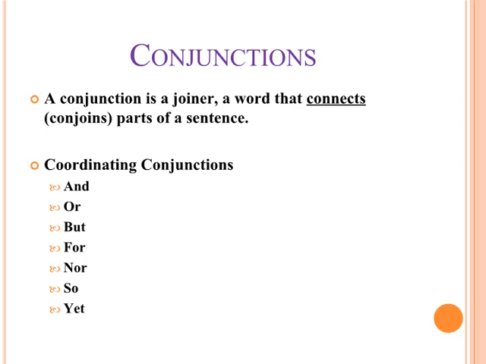Using different types of conjunctions together, it is perfectly fine to use all of the different types of conjunctions in the same sentence. Just remember that coordinating conjunctions are used to join independent clauses and subordinating conjunctions are used to join subordinate clauses to independent clauses.